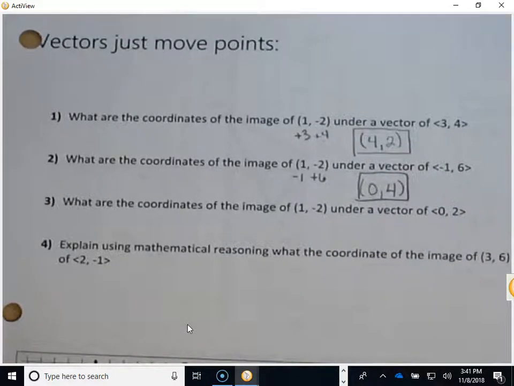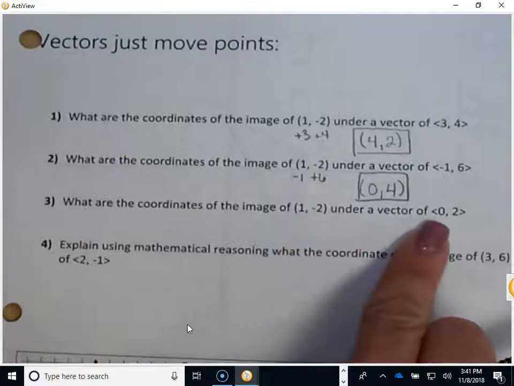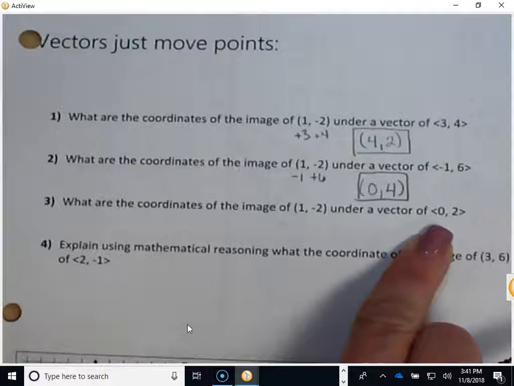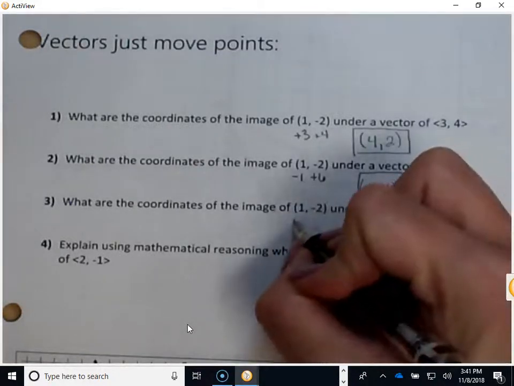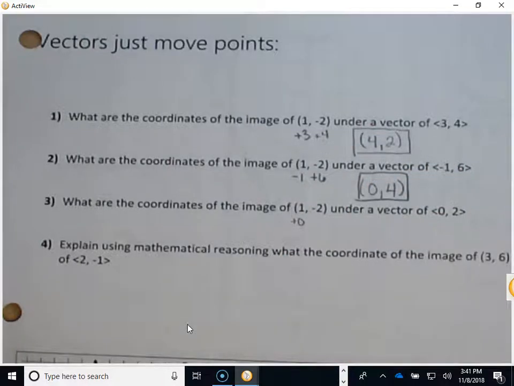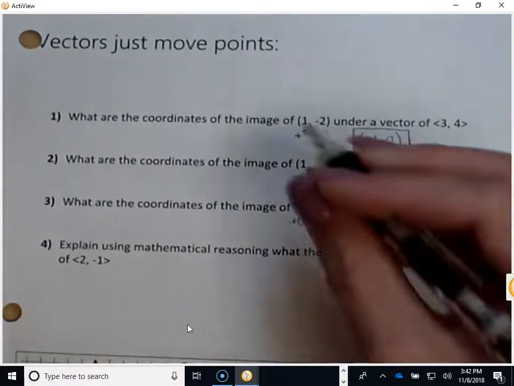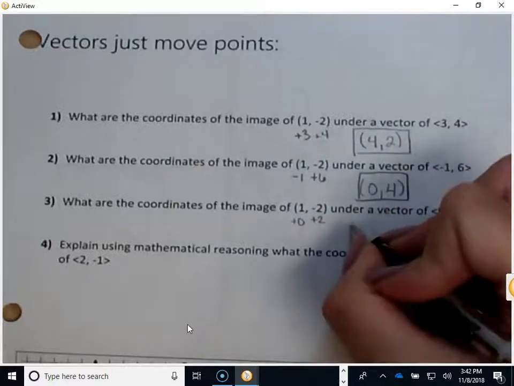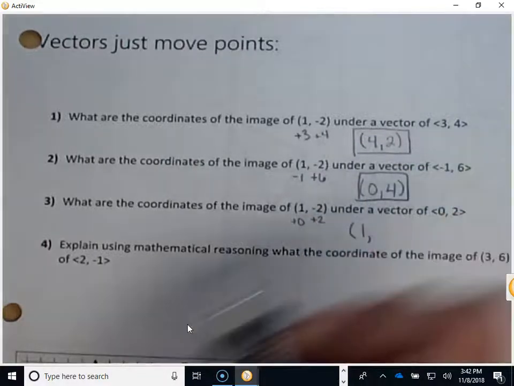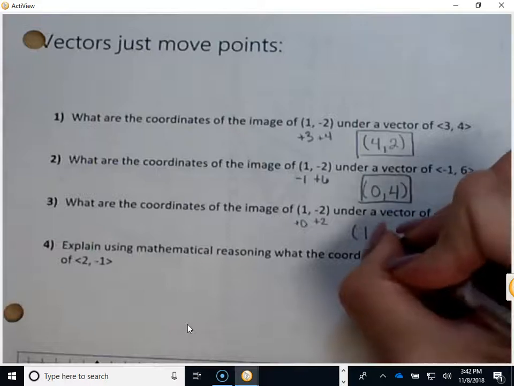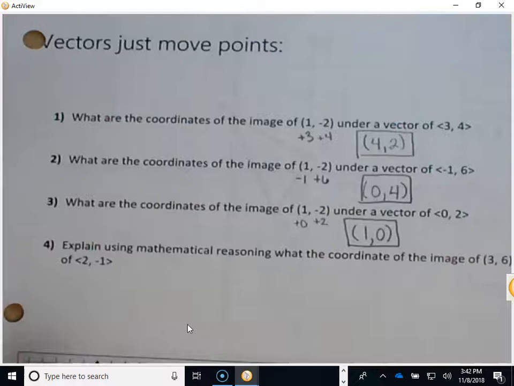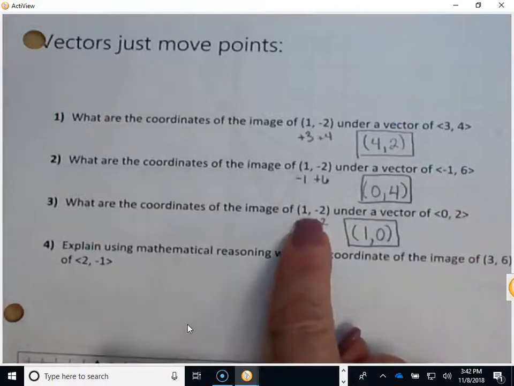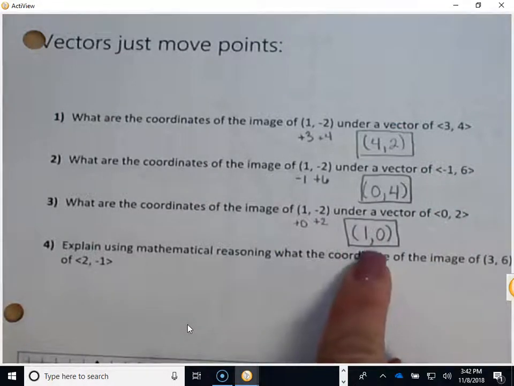What are the coordinates of the image of 1, negative 2 under a vector of 0, 2? If you get a 0, nothing's happening. You're not adding anything, you're not subtracting anything. If you physically want to write something here, you can put plus or minus 0. It's not going to make a difference to that x coordinate. For the 2, since it's positive 2, we add 2. So 1 plus 0, same number, just stays 1. Negative 2 plus 2 gives me 0 for the y coordinate. So under the vector of 0, 2, it translated the point 1, negative 2 to the point 1, 0.